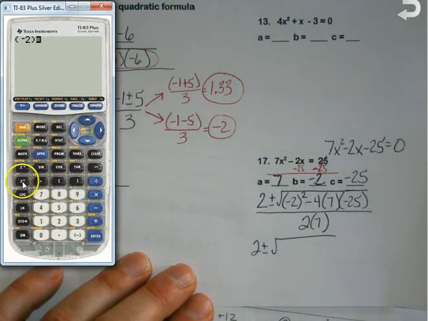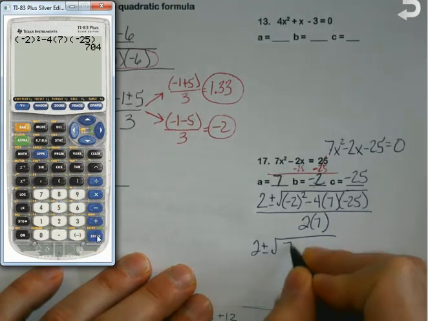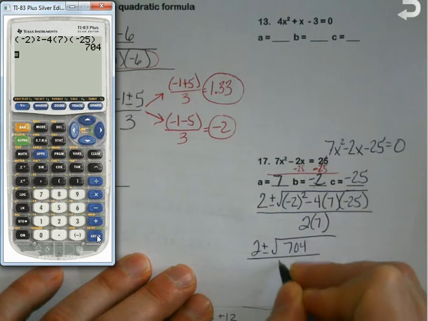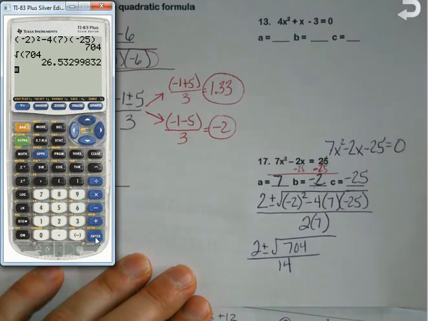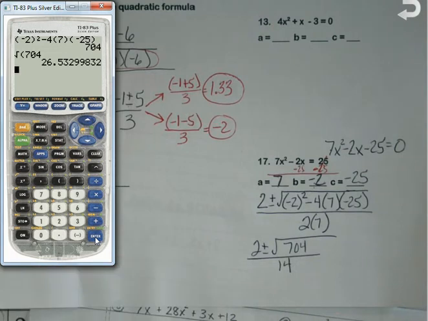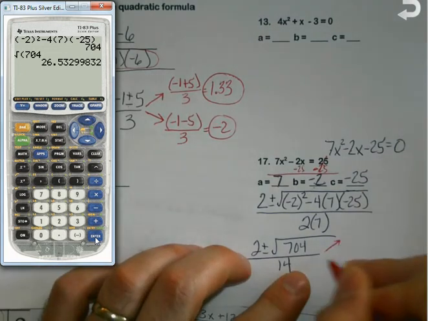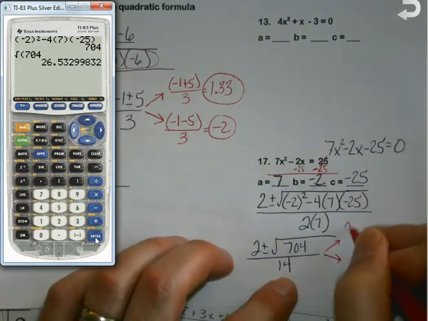So I've got -2 squared, 4 times 7 times -25, 704. Ooh. Square root of 704. I don't think this is going to turn out nice. It's not. So here's what we'll do with this. Since it doesn't turn out nice, we're going to break this up right away so we're not rounding multiple times.